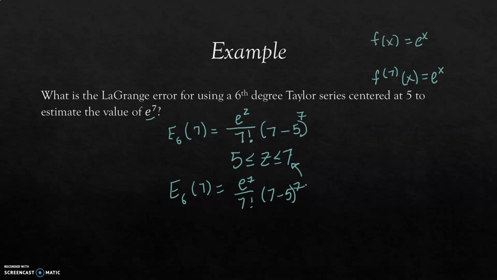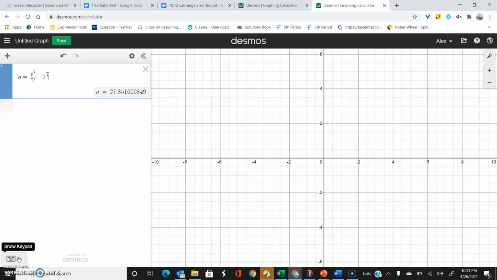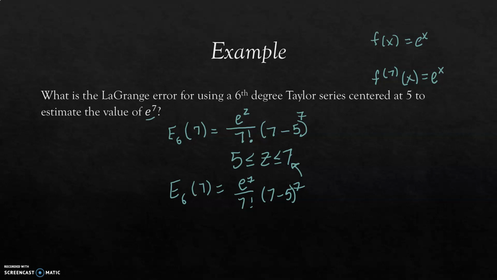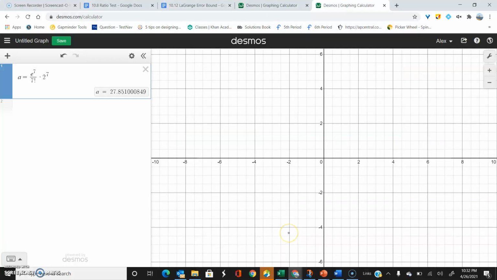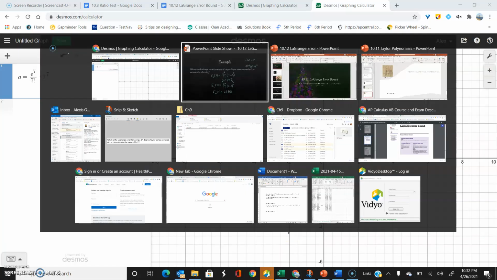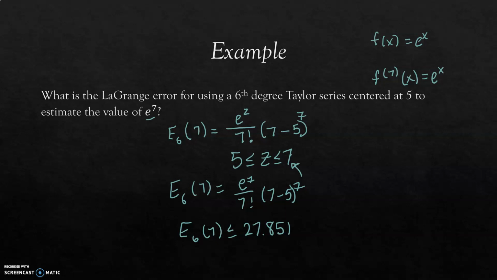We can calculate that on Desmos, so we'll do that. So I grab a calculator and I get that my error is 27.851. Or actually what I get is that my error is less than or equal to 27.851. I would like it to be better than that, but at least I know that if I cut off at a 6th degree Taylor polynomial and I use x equals 7 to evaluate my function, then I'm going to be no worse than off by 27 or 28. Okay.